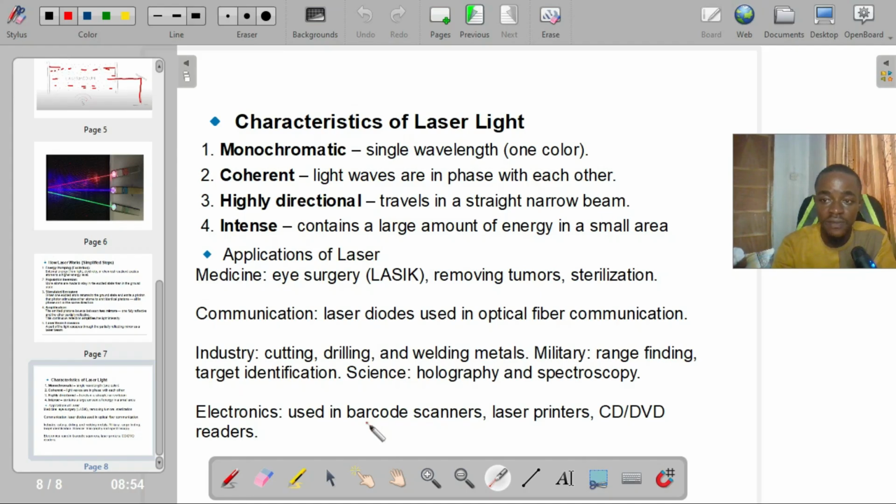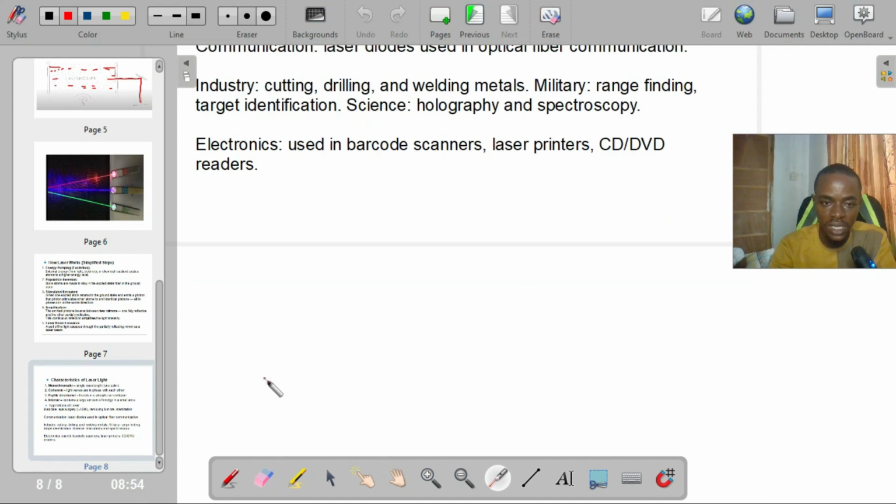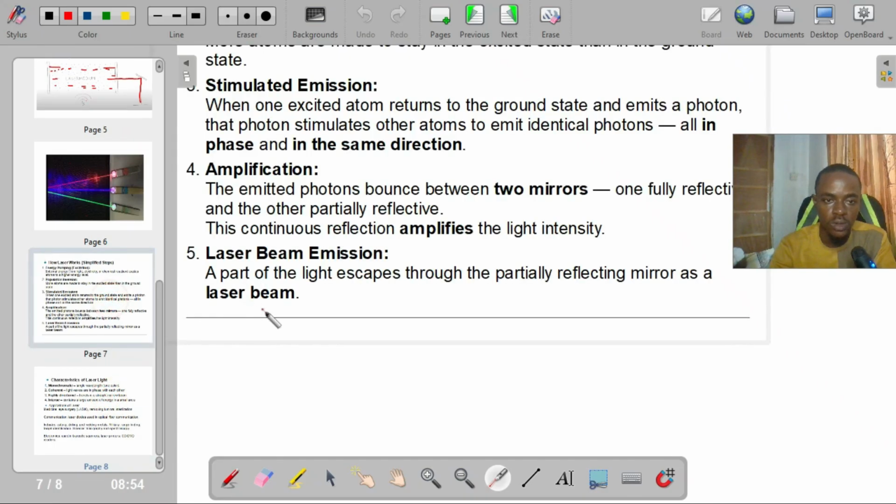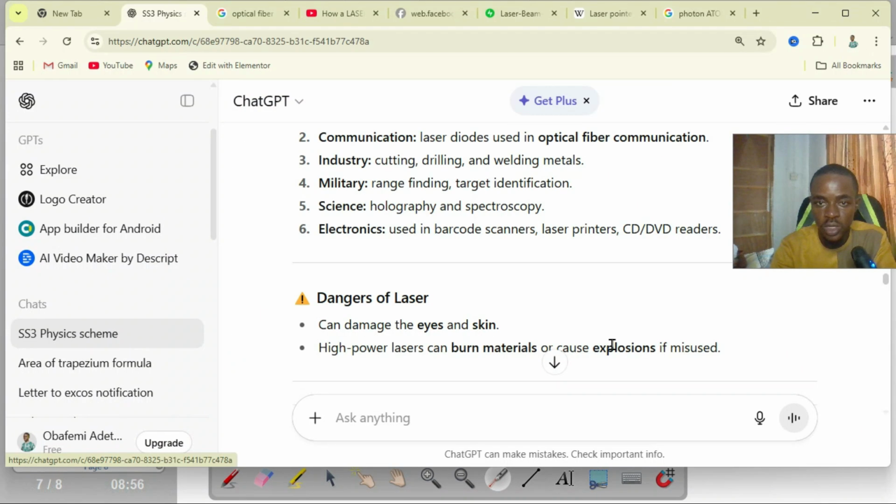And CD and DVD readers, yes, it's also used in reading discs. A lot of things are going on in the CD. Once you put in your CD, you want to watch your film, a lot of things are really going on there. The light is reading it out for you to see. So like I said, there is a lot to it, but nevertheless, let's see about the optic fiber.